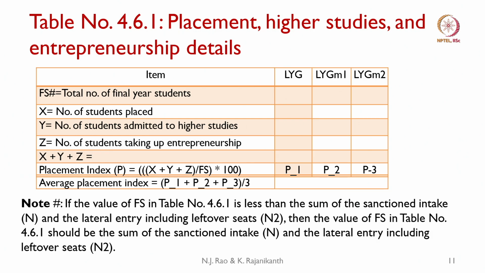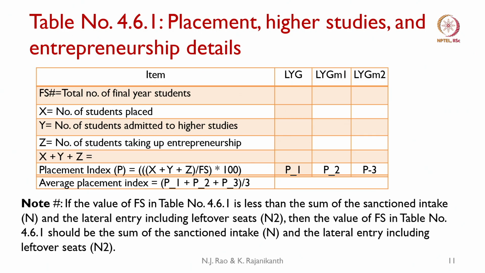So, sanction intake plus lateral entry becomes 132, but the number of students who have come to the final year and who are taking the examinations in the final year, Fs, is not 132 but less, let us say 100. Now, do we take the ratio of x plus y plus z to that 100, or do we take it with respect to 132?